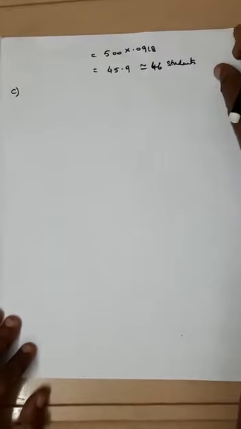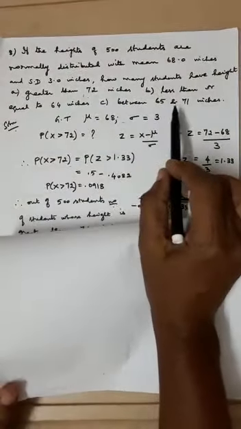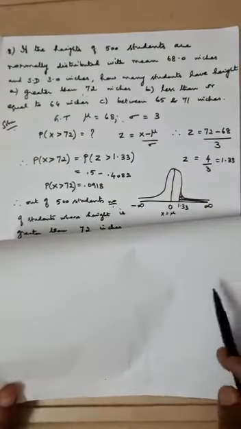What is the C subdivision? The number of students whose height is between 65 and 71 inches.